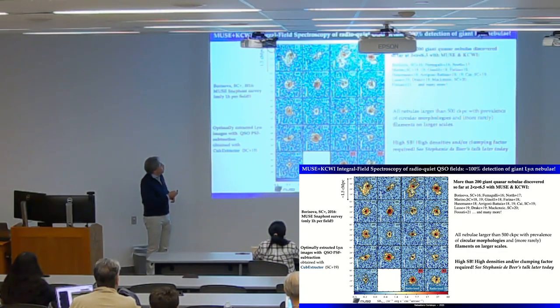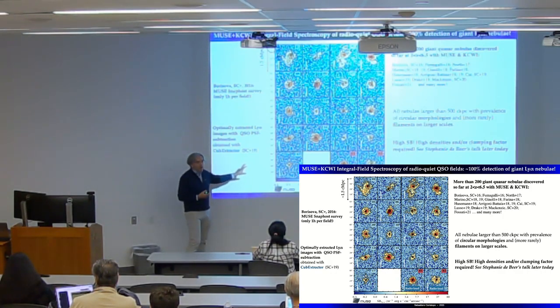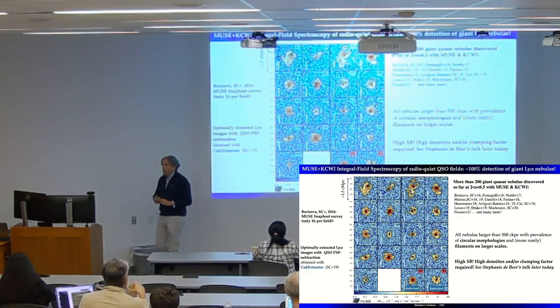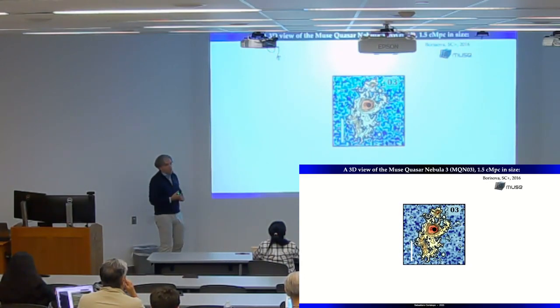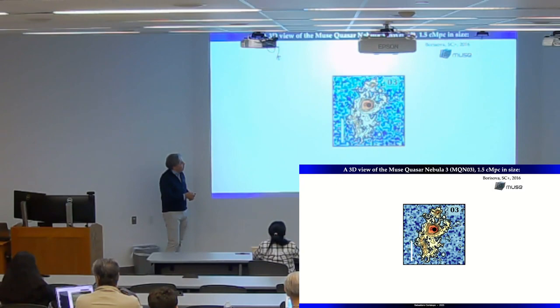This is a collection of the first 20 nebulae we've been able to find around quasars. The quasar is here, where this black spot is, and has been removed. And now we have more than 200 giant quasar Lyman alpha nebulae. Every quasar we look at shows circumgalactic medium and IGM in emission. So 20 years ago we thought it was difficult. Now I can tell you it is easy. You just have to look around quasars.